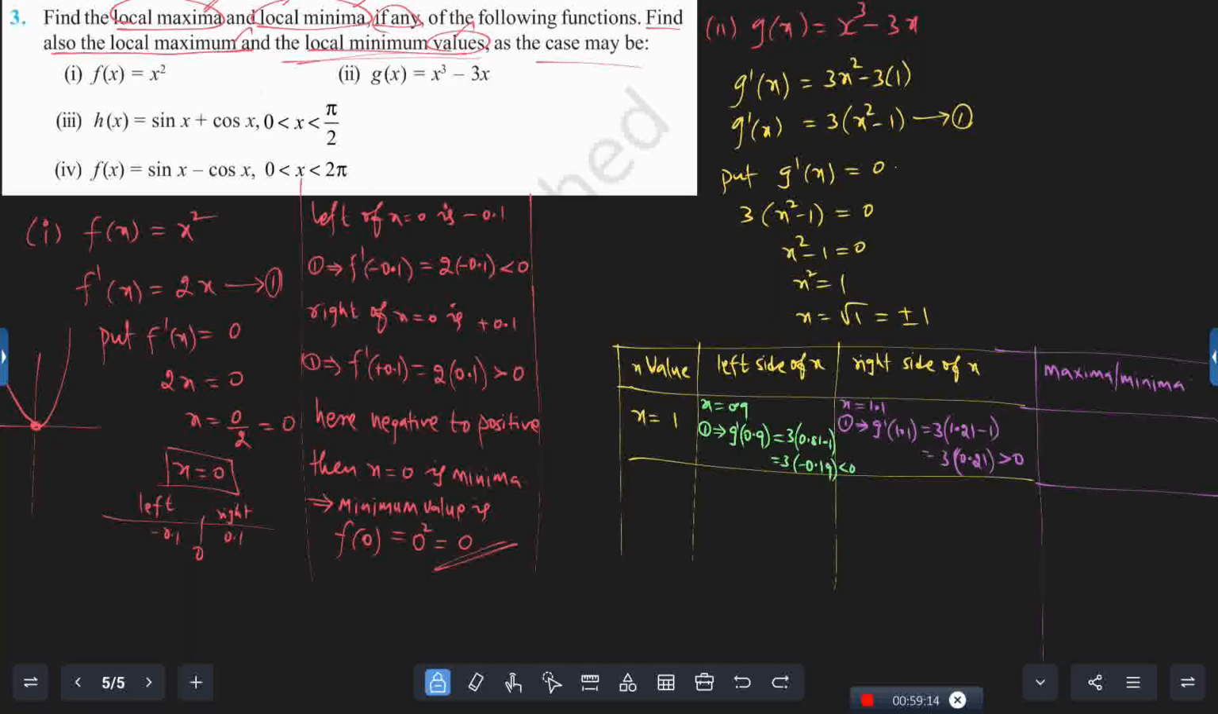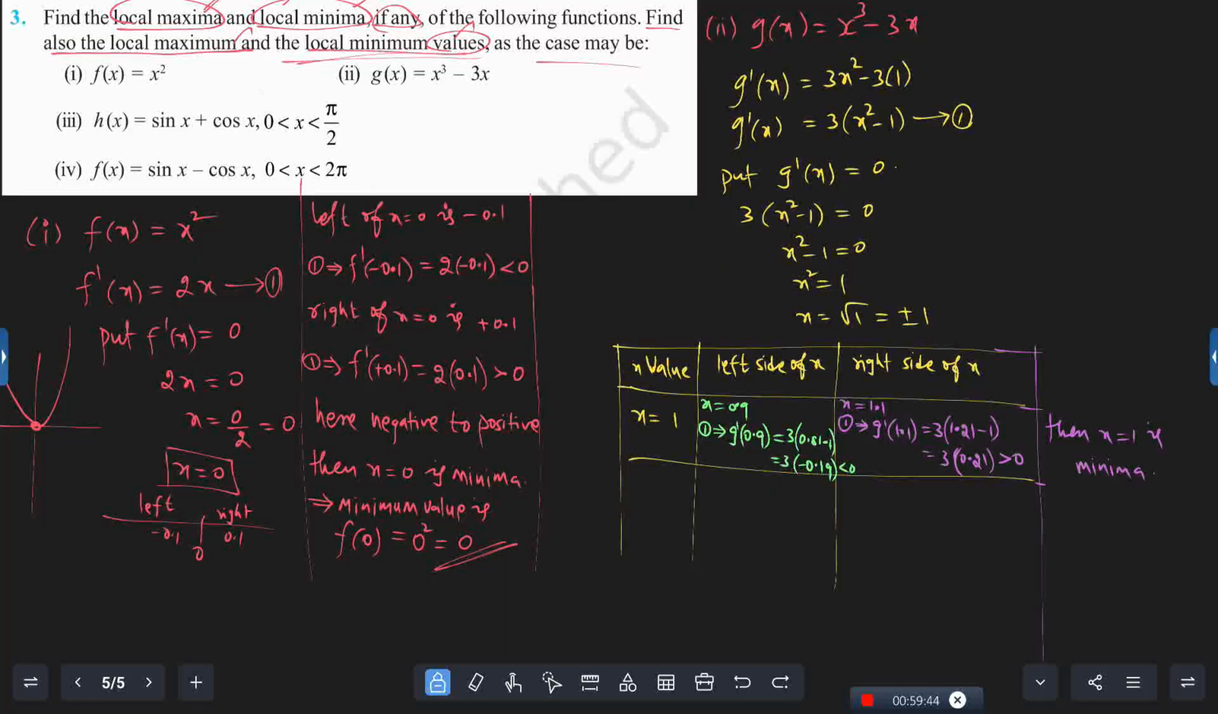Okay, minima or maxima. Less than 0 to greater than 0, now what can we say? Negative to positive, so it is minima. x equal to 1 is minima. So here you write, x equal to 1 is minima.